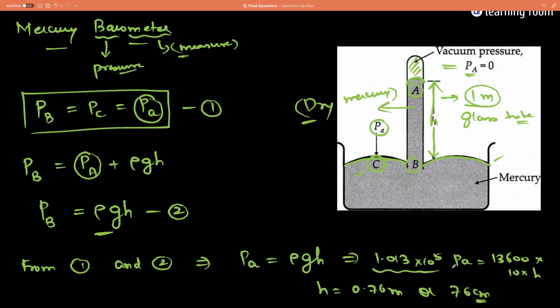Sir, can you explain? See, that is a fixed value. 1 atmospheric pressure's value is a fixed value, 1.013 into 10 power 5 Pascal. Like how the density of mercury is 13,600, the value of atmospheric pressure is this value. Okay, sir. Thank you.